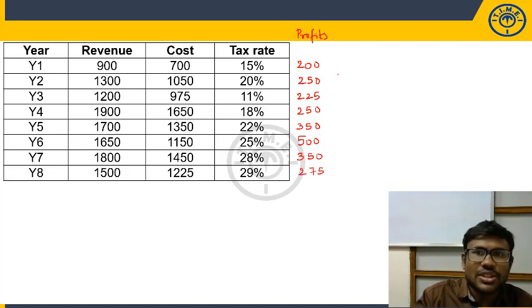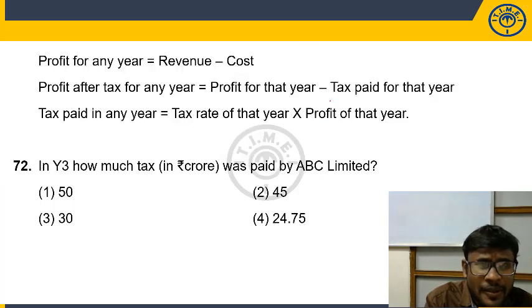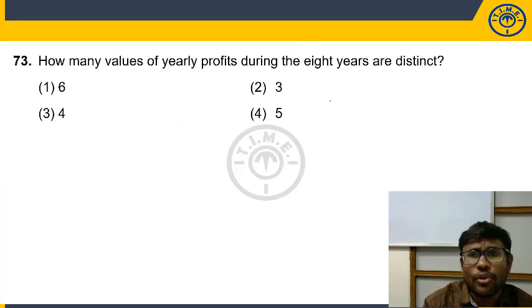So these are the profits. Now what is the question? How many values of yearly profits during the 8 years are distinct? So distinct, how many distinct profits do you have? Okay.